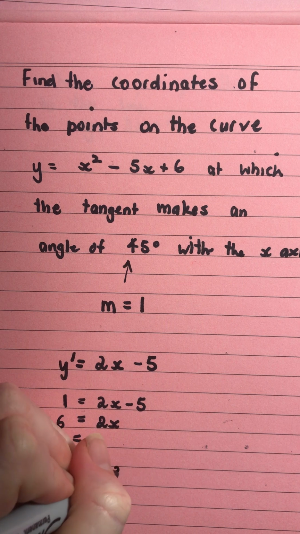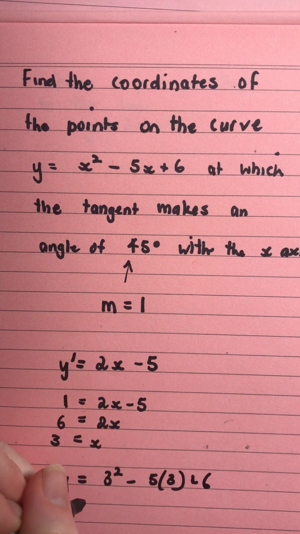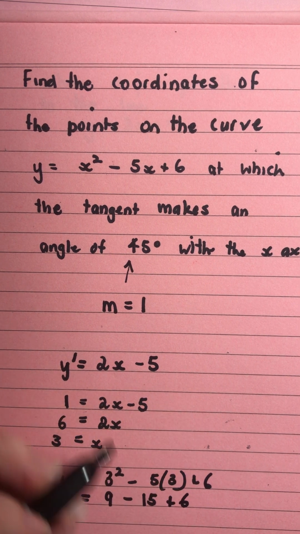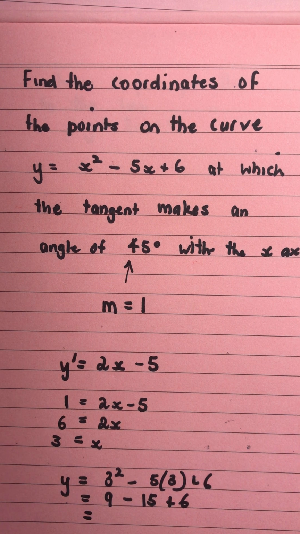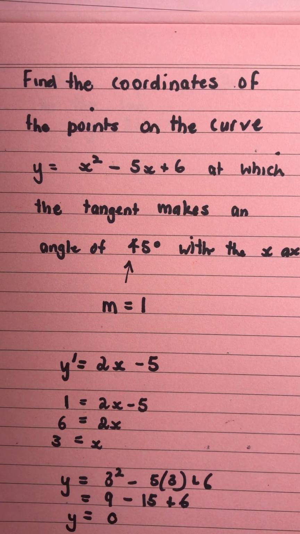So we're going to do 3 squared minus 5 times 3 plus 6. So we get 9 take away 15 plus 6. Now when I do 9 take away 15, I'm going to get negative 6, and then I'll add 6 to that, so I get 0. So my coordinate is going to be 3, 0.